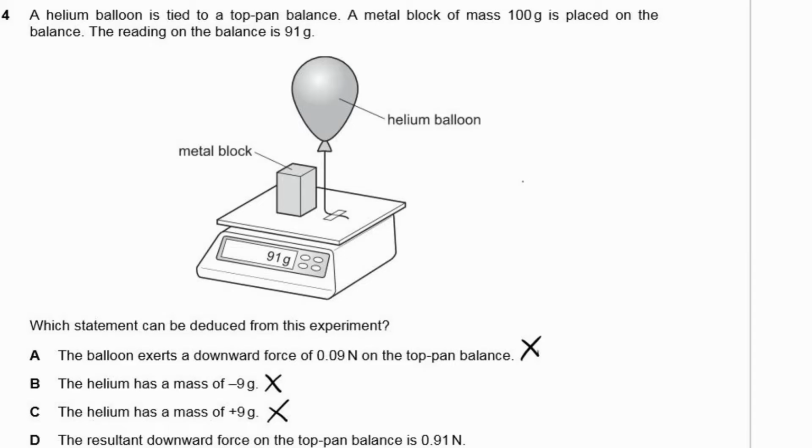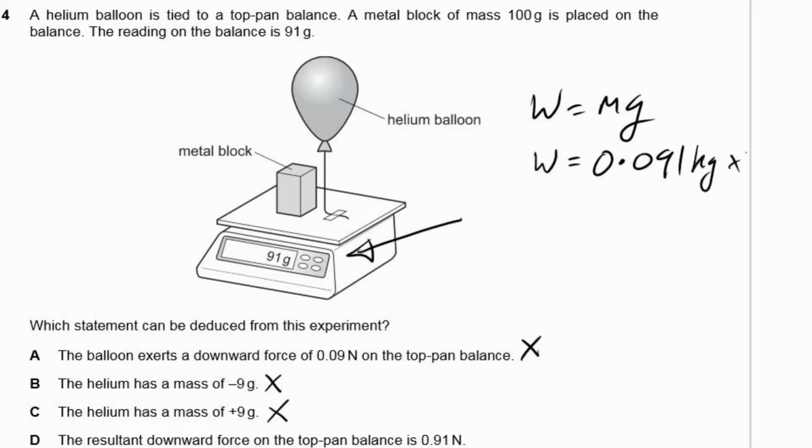Right. D. The resultant downward force on the top pan balance is 0.91 newtons. Well, let's see. We have here the resultant mass, if you like, that is reading. Now let's convert that into a force. We know that weight equals mass times gravity. We want to find the weight. So the weight will be 0.091 kilograms multiplied by 10 meters per second squared, which will give us 0.91 newtons. So excellent. That looks correct. The answer is D.